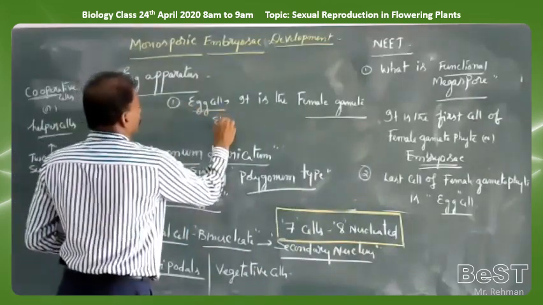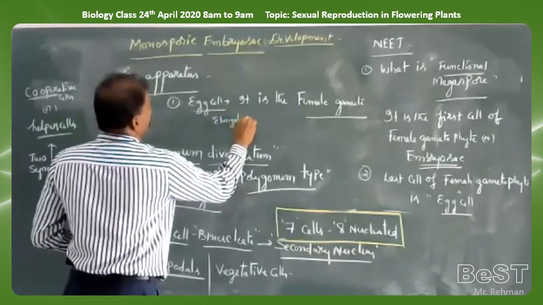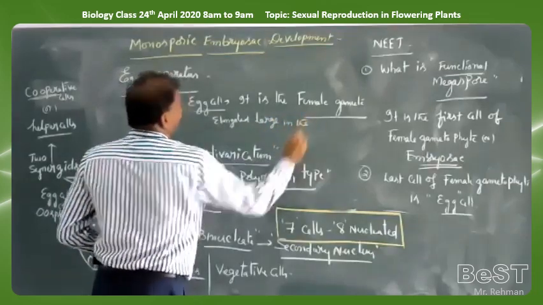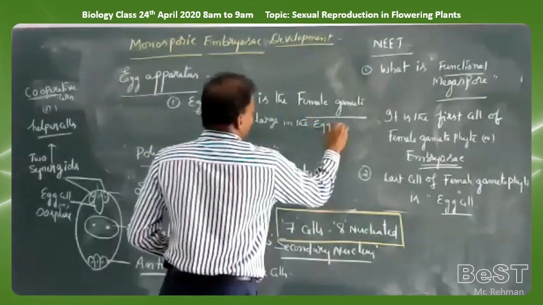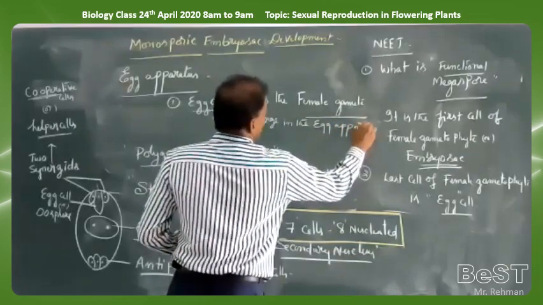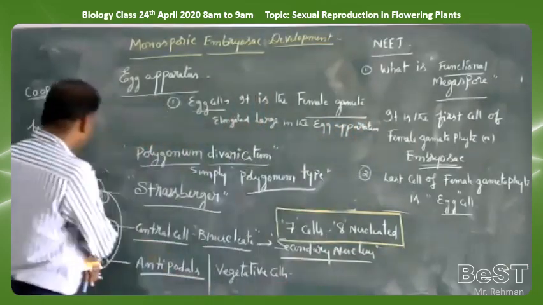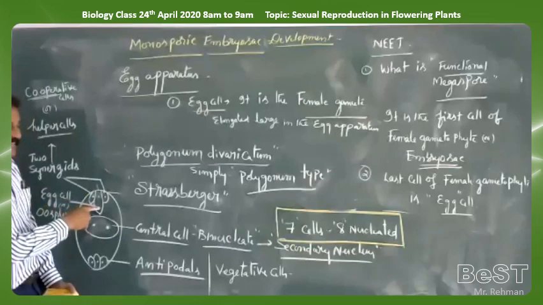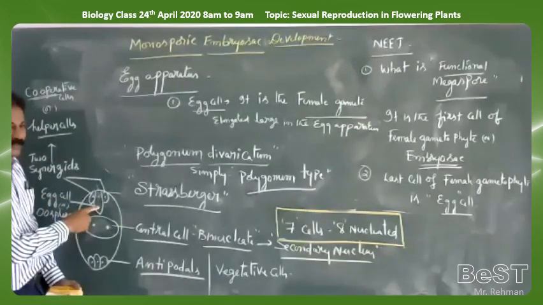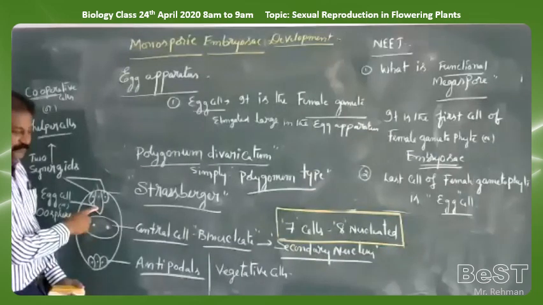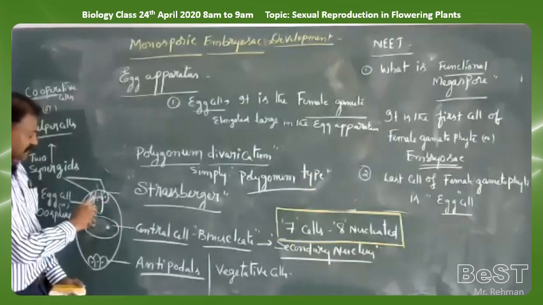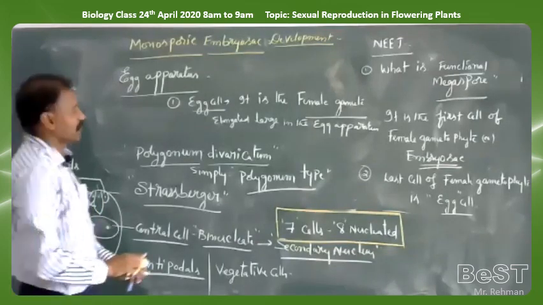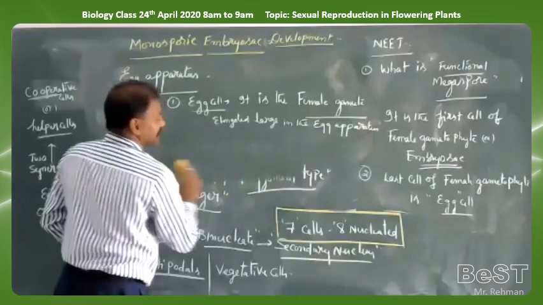It is elongated and large in the egg apparatus. So, out of the 3 cells in the egg apparatus, the large cell is called egg cell or oosphere, which is called female gamete. It is responsible for fertilization. But on either side of the egg are the synergids.